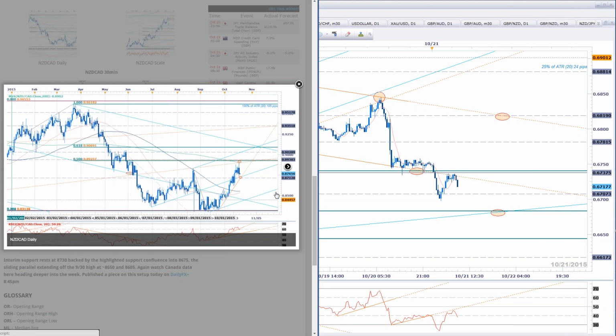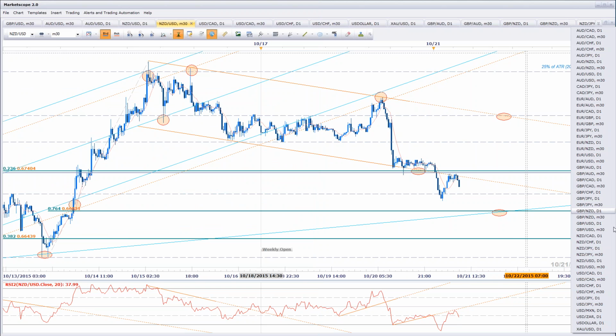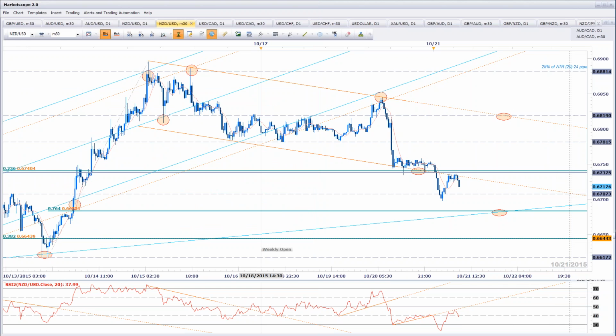The major thing that kind of popped in our head yesterday when we saw this was two things. A, an outside reversal day. Okay. And B, that outside reversal came off of a major resistance. Former support turned resistance, in fact. Here's what Kiwi CAD looks like on the daily.